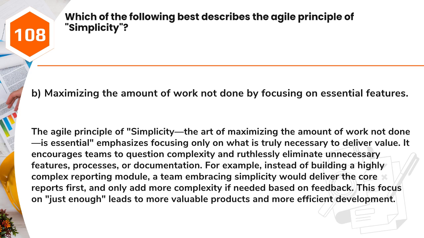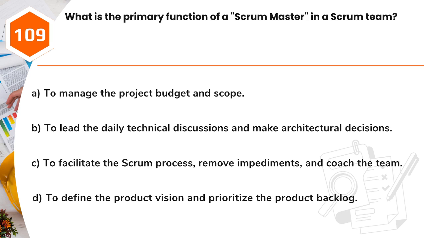Question 109. What is the primary function of a Scrum Master in a Scrum team? A. To manage the project budget and scope. B. To lead the daily technical discussions and make architectural decisions. C. To facilitate the Scrum process, remove impediments, and coach the team. D. To define the product vision and prioritize the product backlog.